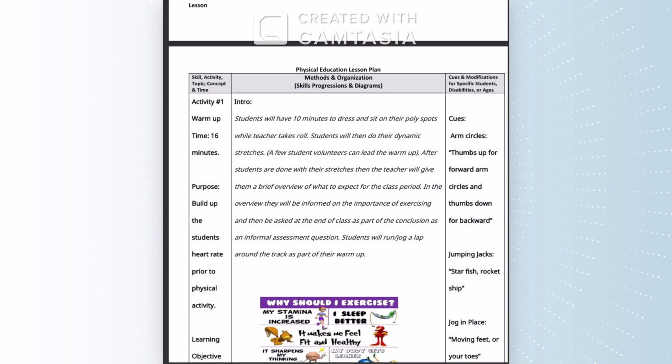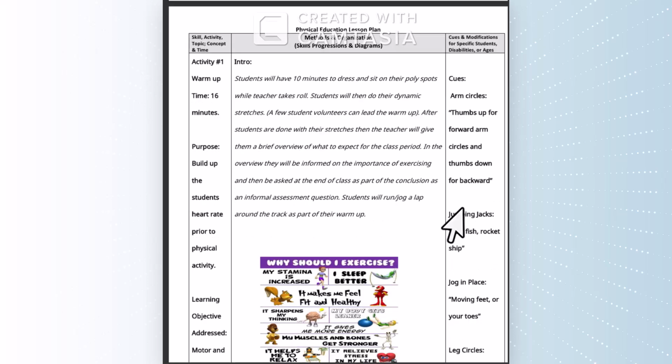After students are done with their stretches, the teacher will give them a brief overview of what to expect for the class period. In the overview, they will be informed on the importance of the exercise and be asked at the end of class of the conclusion as an informal question assessment. Students will jog a lap around the track as part of their warm-up. Part of their cues include arm circles, thumbs up for forward, and arm circles and thumbs down for backwards.